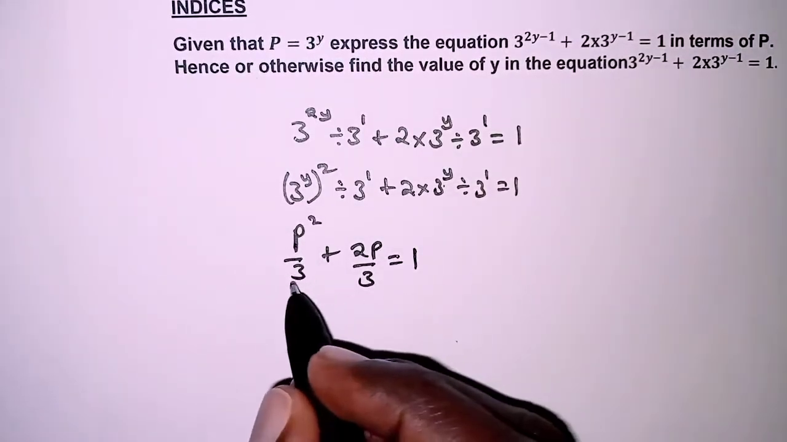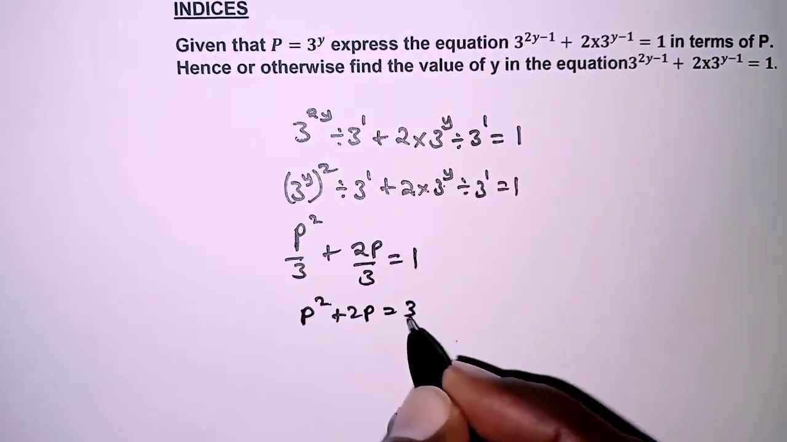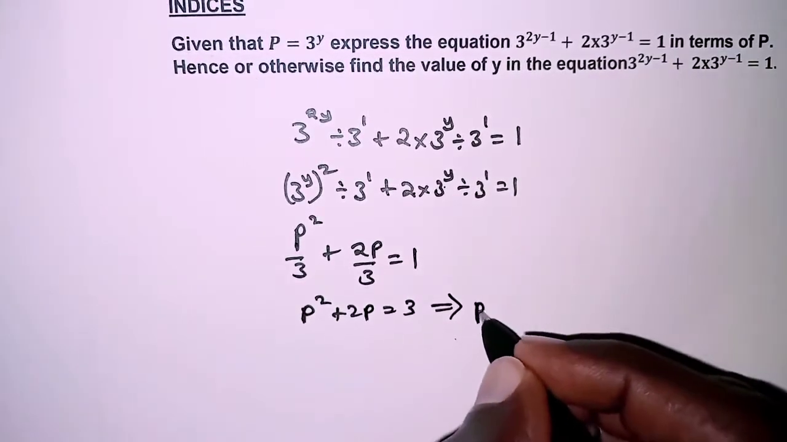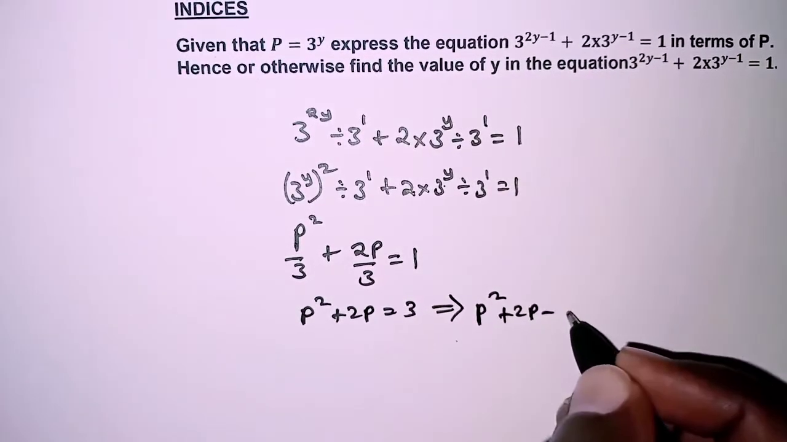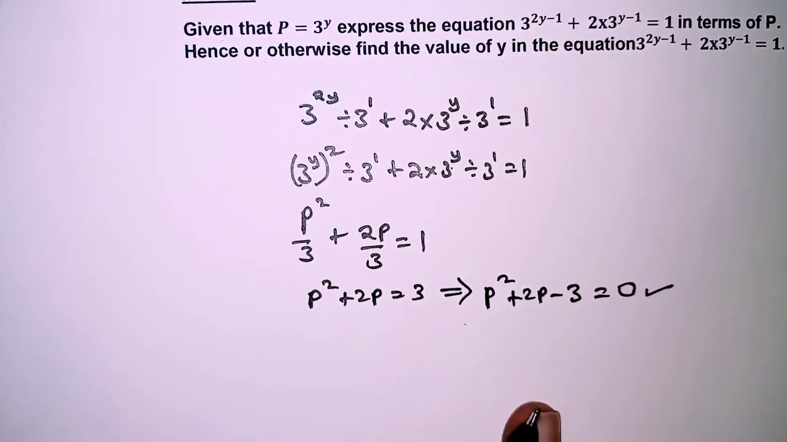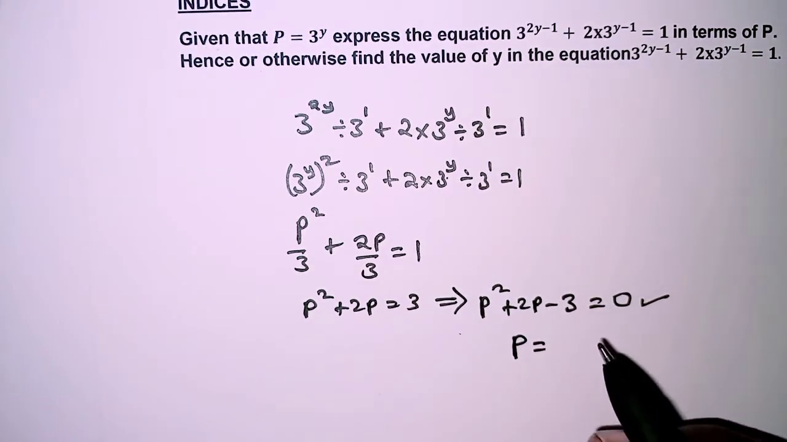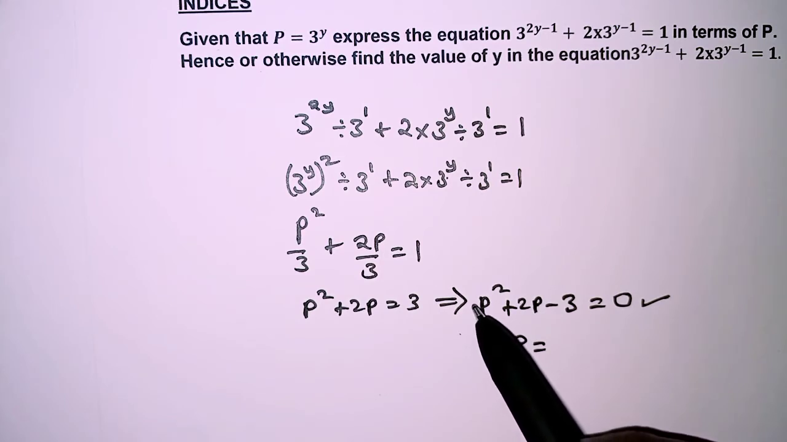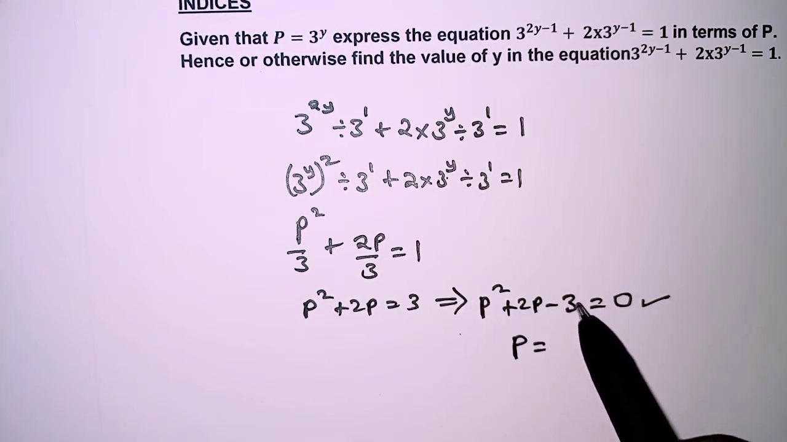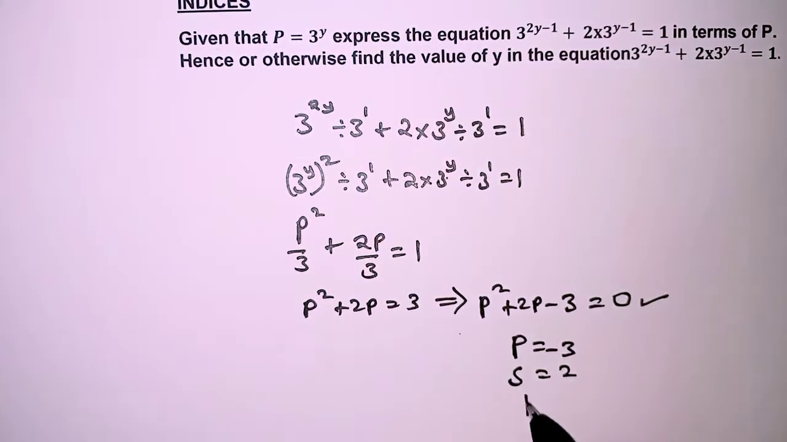Multiplying all through by the LCM, which is 3, we will have p squared plus 2p is equal to 3, which further is expressed as p squared plus 2p minus 3 is 0. Solving this quadratic equation, I'm going to use the factor method. We look for two factors such that their product is equivalent to the product of the coefficient of p squared and negative 3, which is negative 3, and the sum should be 2. So the two factors are negative 1 and 3.